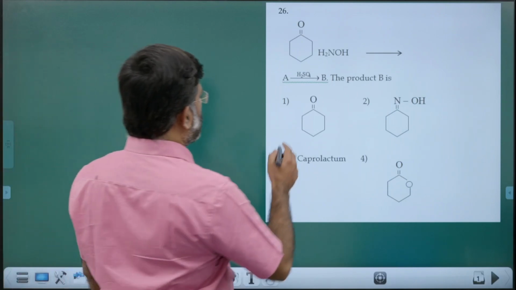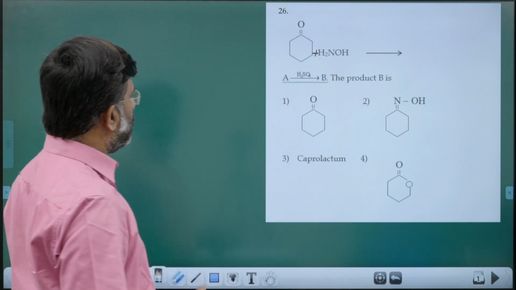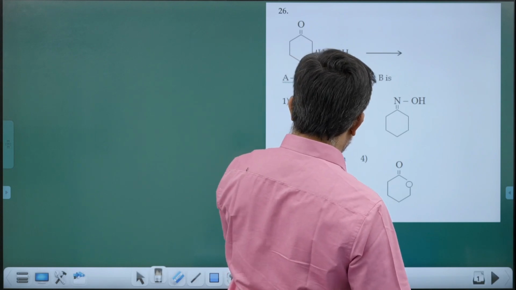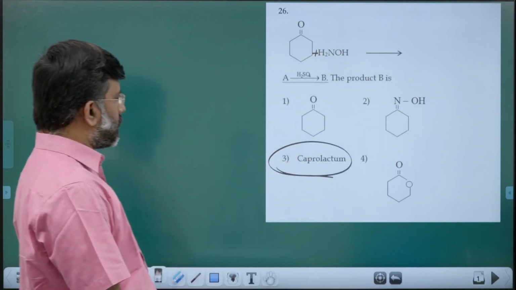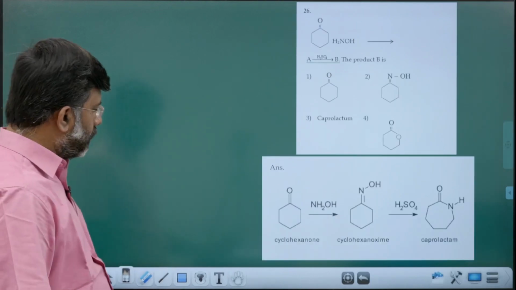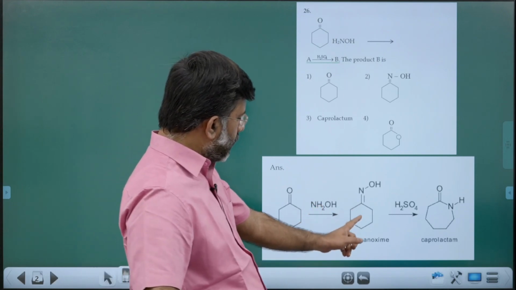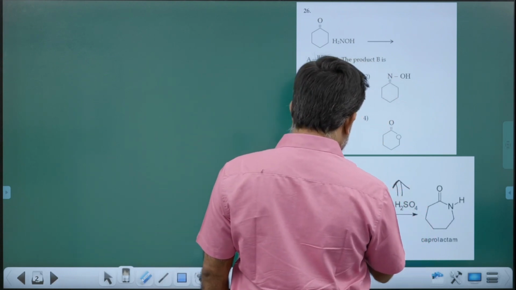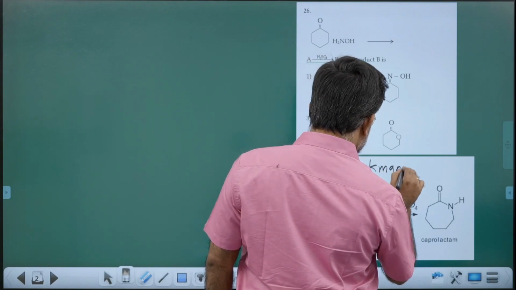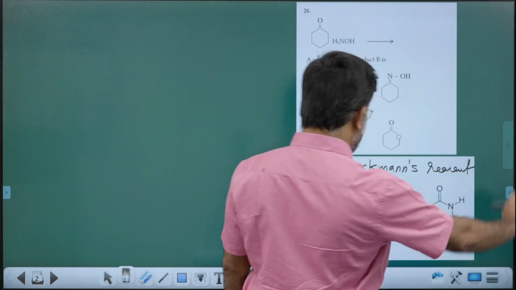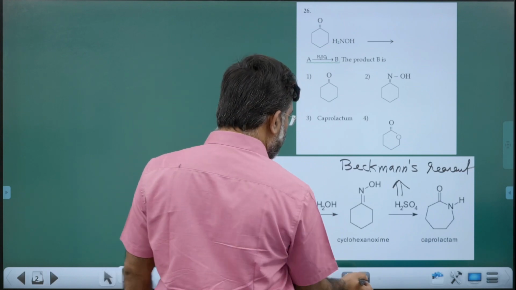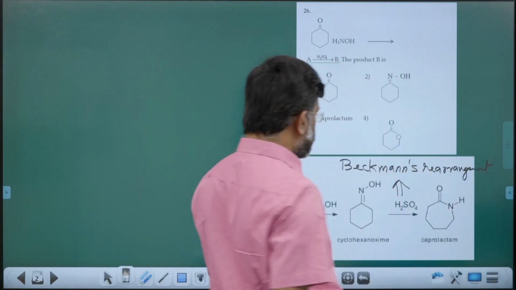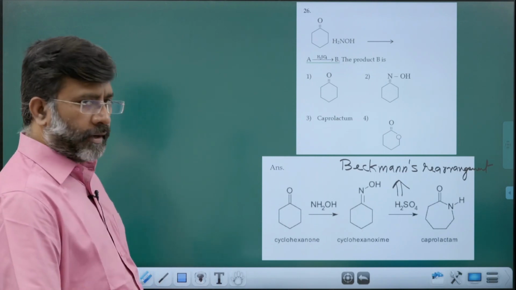Cyclohexanone with hydroxylamine, you get oxime. So here you get option A, this is oxime. And with sulfuric acid you get caprolactam. There is no other choice; this is the answer. Caprolactam is produced by that process. Cyclohexanone treated with hydroxylamine gives cyclohexanone oxime, which upon treatment with sulfuric acid gives caprolactam. What is this reaction called? You must know: Beckmann's rearrangement, where cyclohexanone oxime is converted to caprolactam.